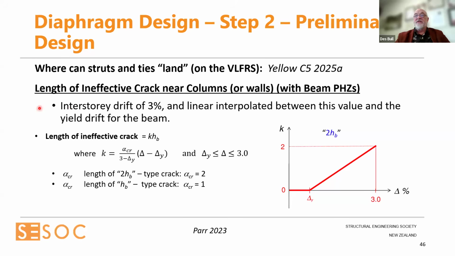Now, don't worry about this. Here is for your notes when you get the PDF for this. What that means here is when I have a displacement which is below yield, my crack is fully effective. There's no ineffective length. If I got my frame up to 3% drift, my crack is fully ineffective. In other words, I can't get my strut across that crack for 2 HB. And if you have a drift at 1.5%, you can come back and work out what the ineffective length is.